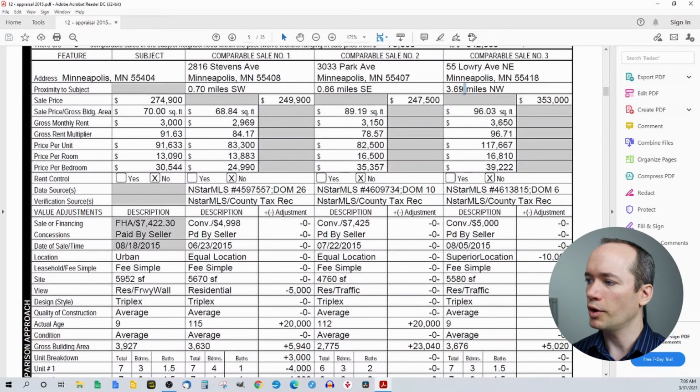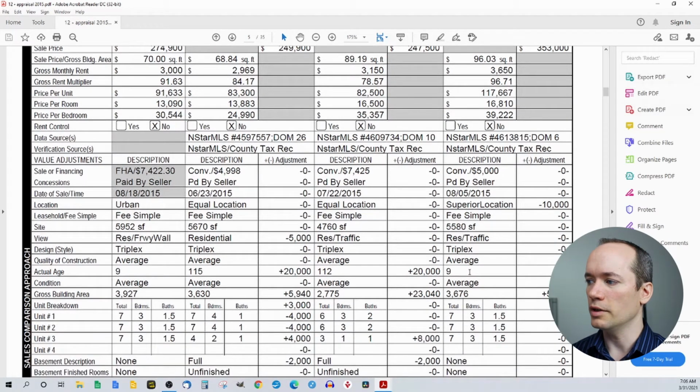In comp number 3, this is where it becomes clear why this appraiser went so far away. You know, this was 3.69 miles away in order to include this comp. And that's because it was also 9 years old. And so the appraiser doesn't make any adjustment to this comp.